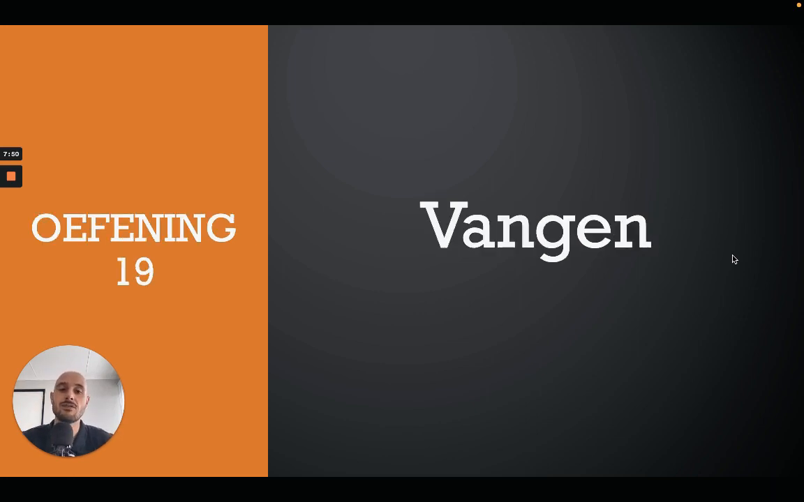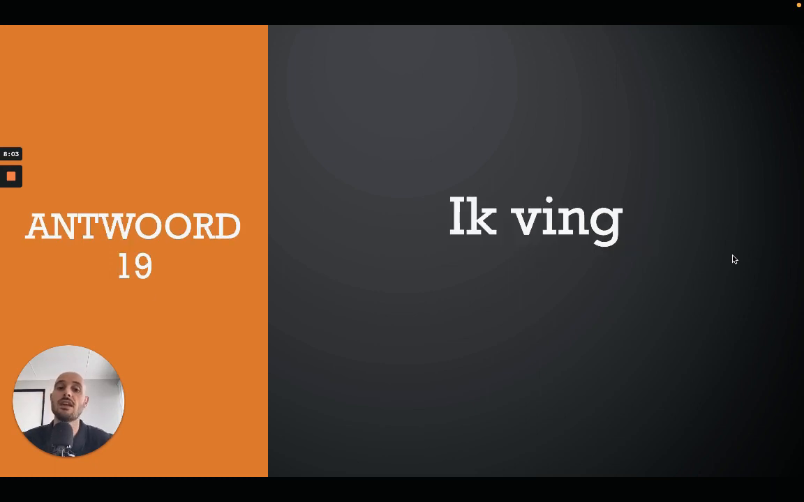Number 19, vangen is to catch. How would you say I caught? In English, it's also irregular. So in Dutch, it's the same. Remember to give it a pause if you want to think a little bit longer. And the correct answer would be ik ving. Ik ving is I caught in Dutch.